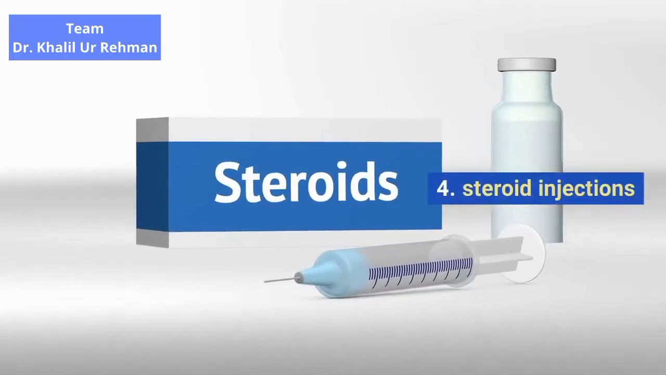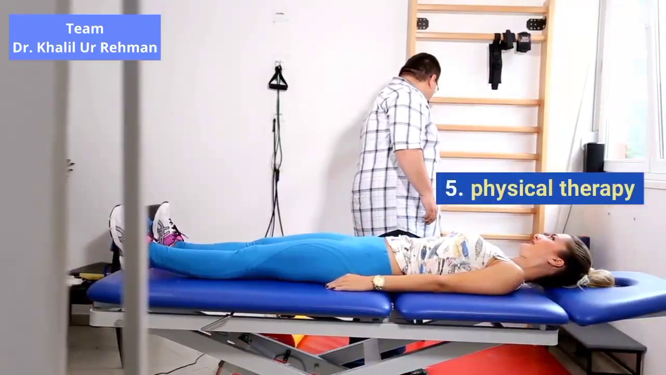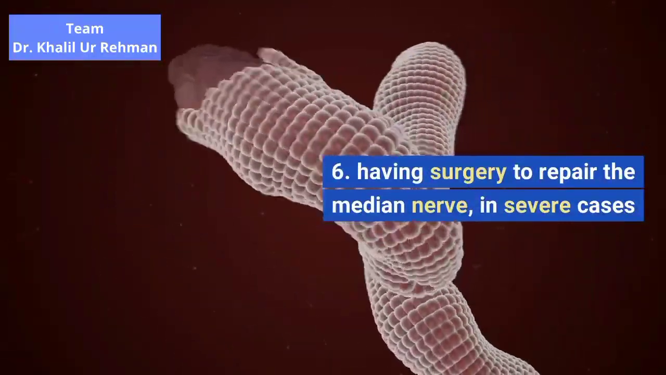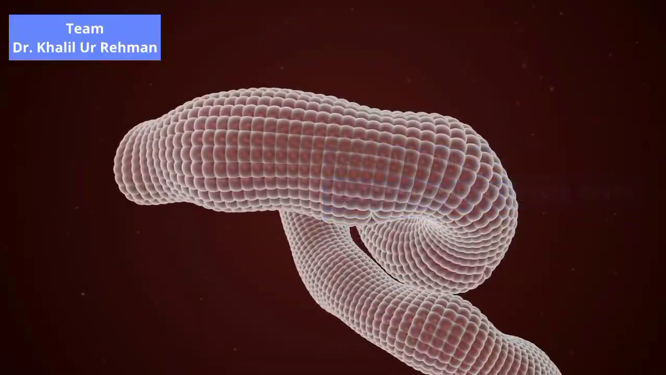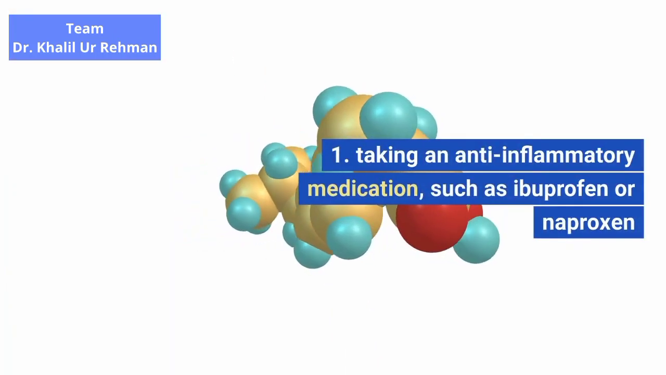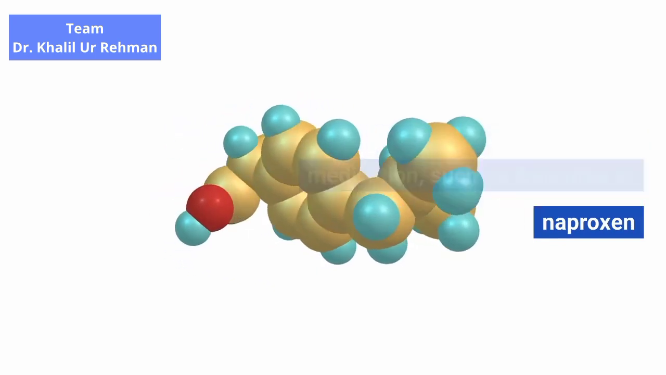4. Steroid injections. 5. Physical therapy. 6. Having surgery to repair the median nerve, in severe cases. Treatment for gout may consist of: 1. Taking an anti-inflammatory medication, such as ibuprofen or naproxen.